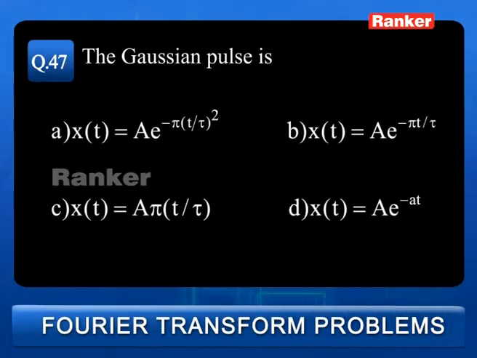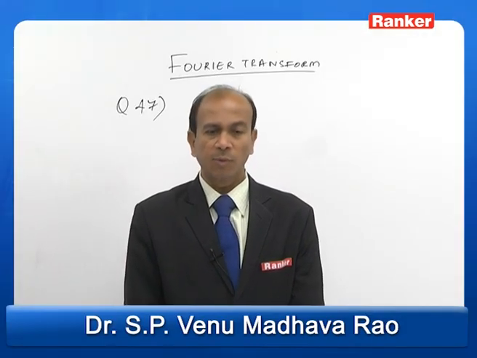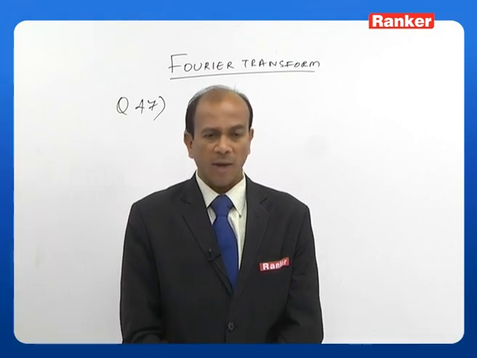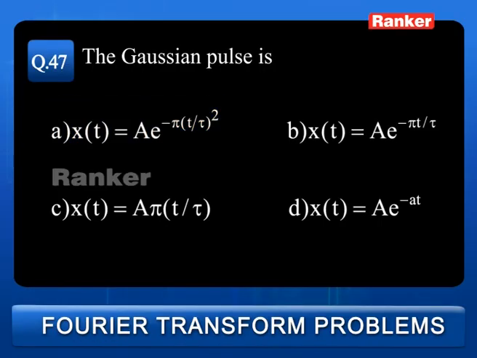The next question is, the Gaussian pulse is given by: A, x of t is equal to A e to the power of minus pi of t by tau square; B, x of t is equal to A e to the power of minus pi t by tau; C, x of t is equal to A pi of t by tau; D, x of t is equal to A to the power of minus at. The answer is x of t is equal to A e to the power of minus pi of t by tau square. So this is the Gaussian pulse, the famous equation which we should remember. The answer is A.